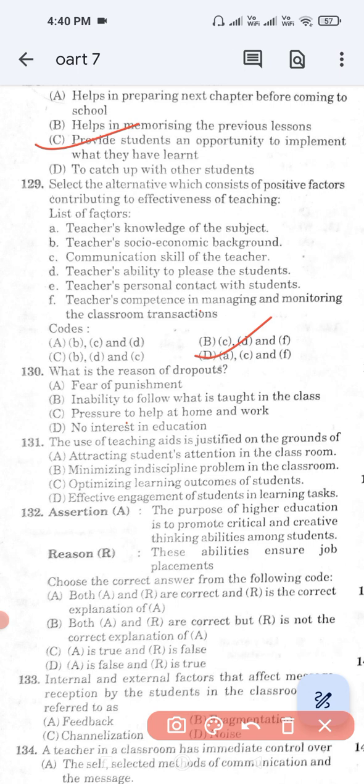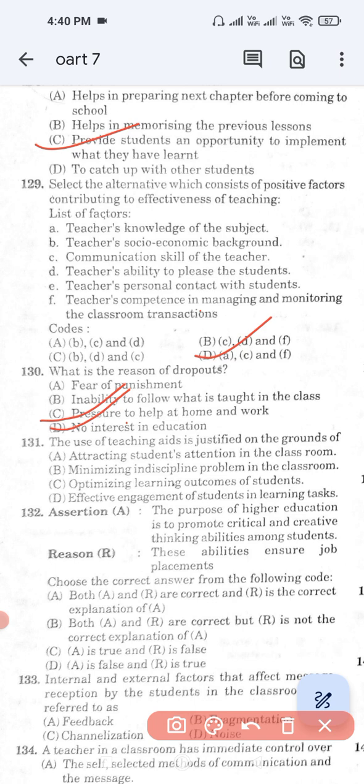Now question number 130. What is the reason of dropouts? Option A, fear of punishment. Option B, inability to follow what is taught in the class. Option C, pressure to help at home and work. Option D, no interest in education. No interest in education is the correct answer. Option D is the correct answer.